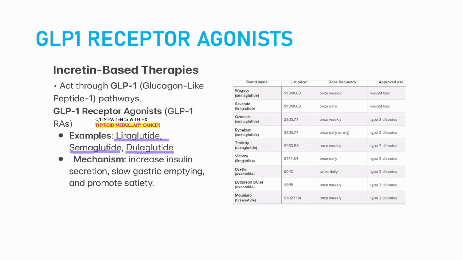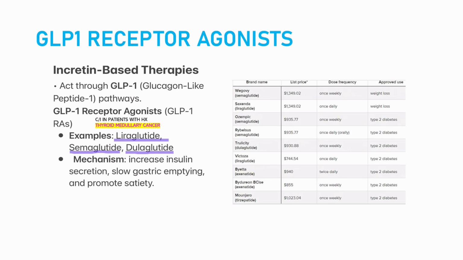Next is a GLP-1 receptor agonist. It acts through GLP-1 pathways. The GLP-1 expansion is glucagon-like peptide. Even though it says glucagon-like, it doesn't act like glucagon. Glucagon converts glycogen to glucose, but this doesn't work like glucagon.